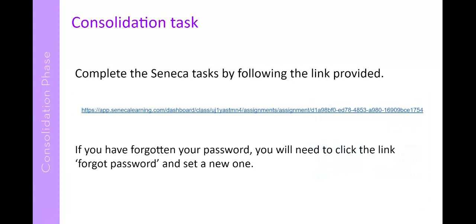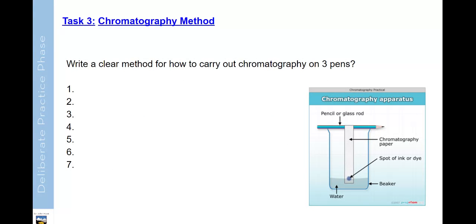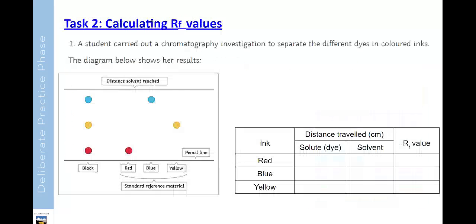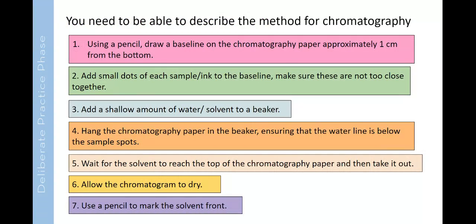Okay, thank you. Again, each one of you would have written your method slightly different. However, if we go back to the method slide, you should have said baseline in pencil is your first point. Add in the dots, add in your sample along the baseline. Add in a small amount of water to the beaker, hang in the chromatography paper in the beaker, and you do get a mark for saying ensuring the water line is below the sample spots. Waiting for the solvent to reach the top of the chromatography paper, taking it out and then allowing it to dry.